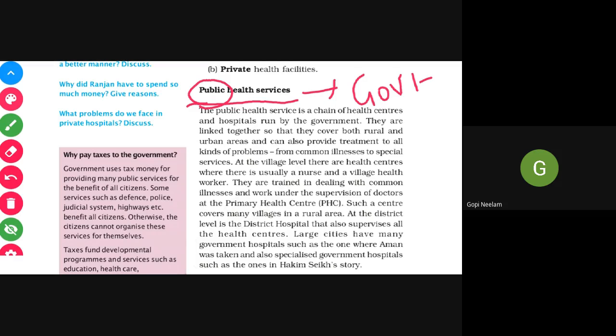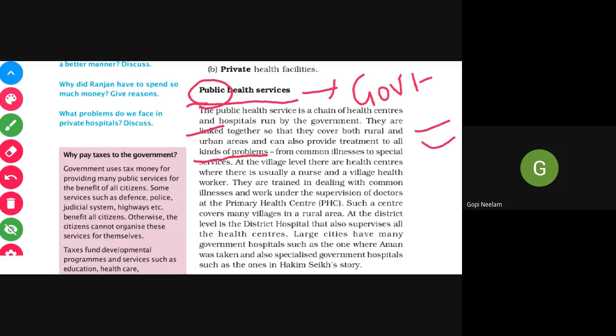If your disease is beyond the limits of the standards of this hospital, you can go to another hospital which is nearby your location. Okay, so that they will consider you as coming from another government hospital. They'll take your admission and start giving the treatment. All the hospitals run by the government have a link-up. That is the meaning of chain of health centers. They are linked together so that they cover both rural and urban areas and can also provide treatment to all kinds of problems.